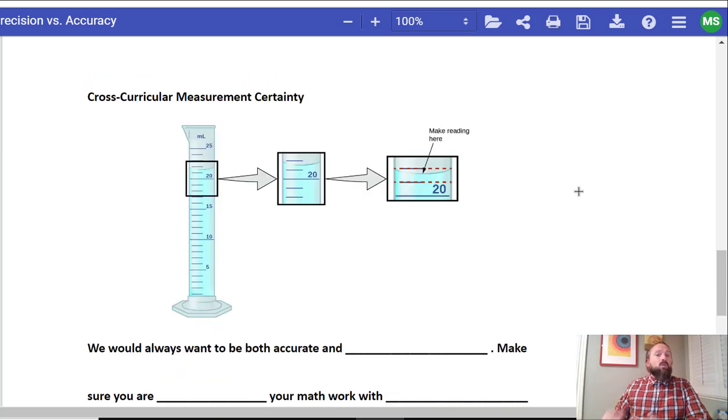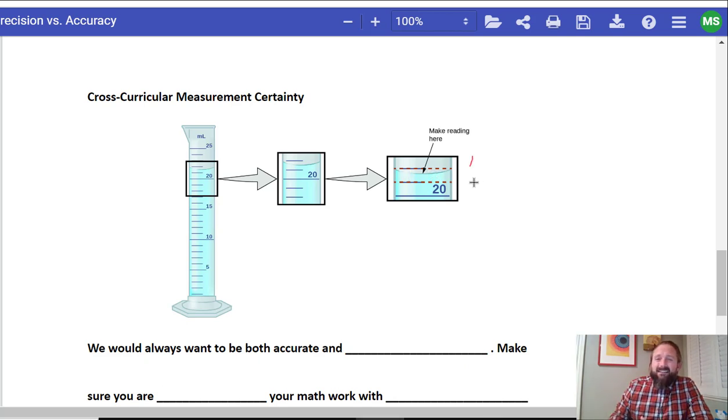So here's some cross-curricular measurement certainty right here. If you are measuring the volume of something, or you're measuring anything, you have to be precise. So if you're looking at this, you have to understand that you're measuring. If you're measuring in a graduated cylinder right here, this is called the meniscus. I could write it in, the meniscus.